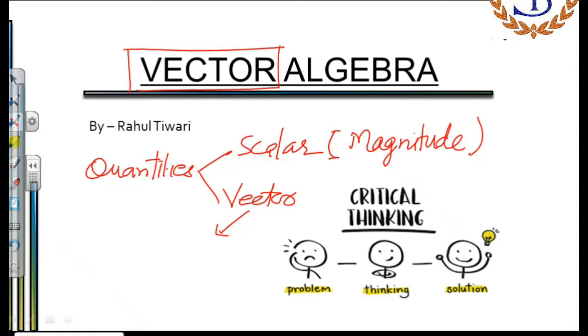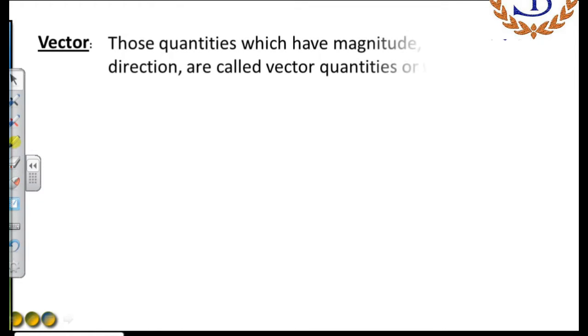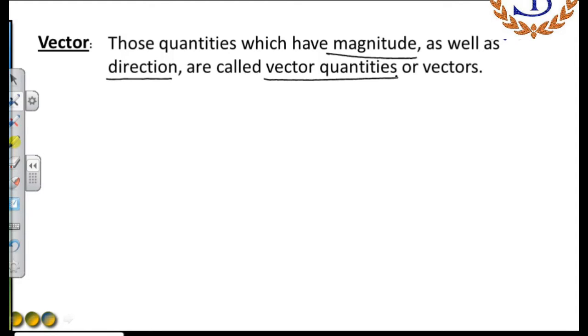But vector quantities are the quantities which are having magnitude as well as direction. So how can you define a vector? Vector, those quantities which have magnitude as well as direction. These are called vector quantities.